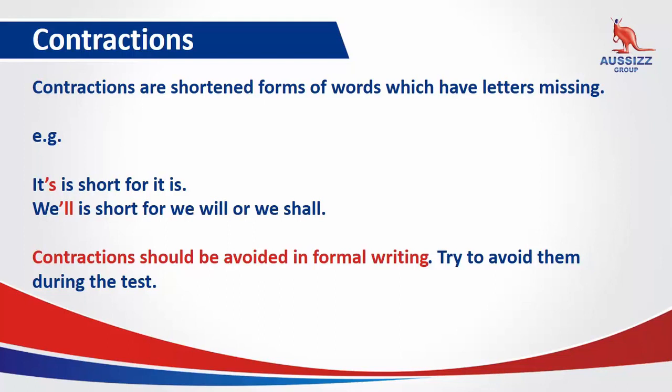So, one example would be to say, "it's" is short for "it is." Another example is, "we'll" is short for "we will" or "we shall." Unfortunately, in that context, with what we're trying to show, it may not make sense, but for what we're showing here, that this can be pulled apart, it does. In general, you should avoid contractions in formal writing, and try to avoid them during the test. The only time that they are acceptable within formal writing is when you're quoting something. In that case, you should use quotes as exactly as possible.